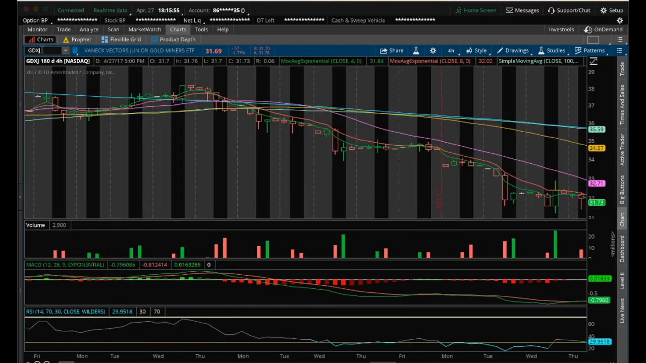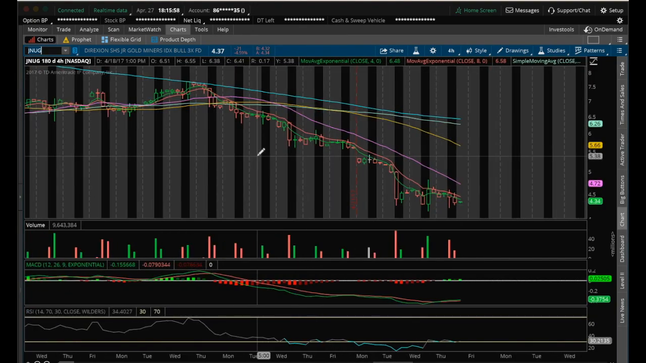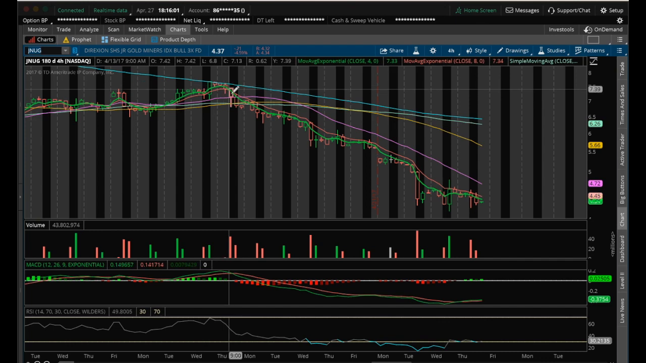actually I want to show you JNUG. I'll show you what's going on with JNUG. So JNUG here, you can see that we had this TCG Bear Cross. TCG Bear Cross again is when the 4 EMA crosses under the 8 EMA, the green under the red.